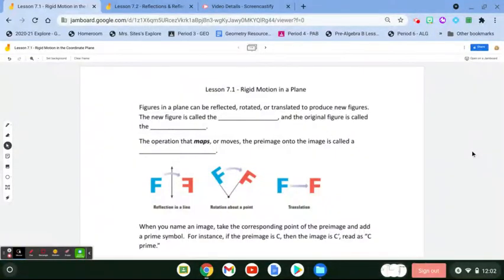Hi everyone. In today's lesson, we're going to be starting a brand new unit and it's all going to be on transformations. So hopefully in your introduction video, you have an idea of the different types of rigid transformations that we're going to be learning today. Figures in a plane can be reflected, rotated, or translated to produce new figures.